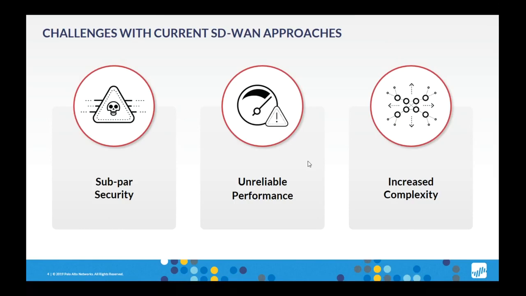So the thing is, WAN is huge. The network is complex. Even though they try to get more secure, they get affected on the performance.